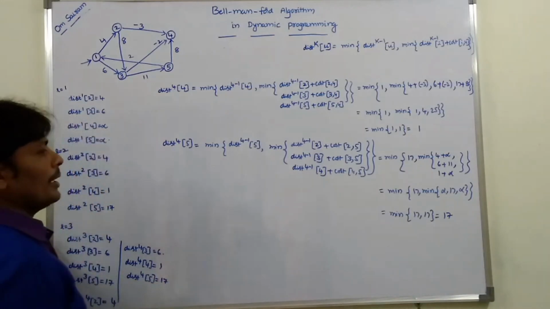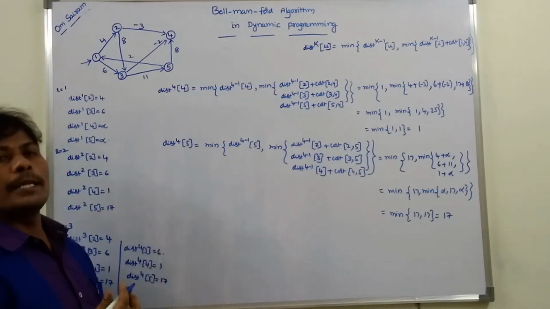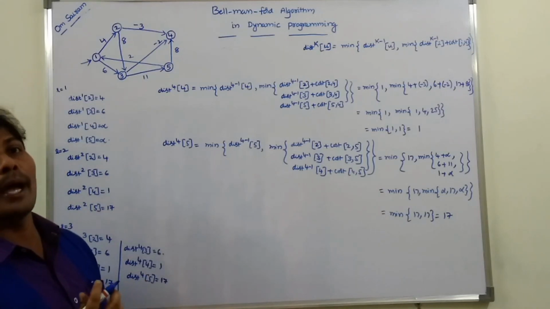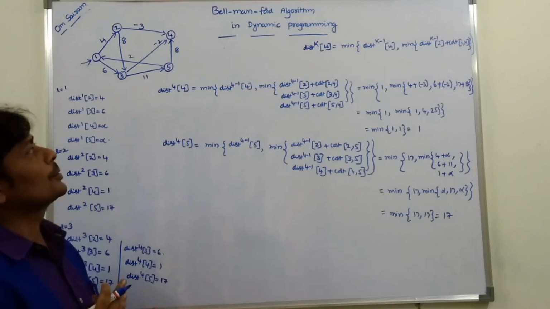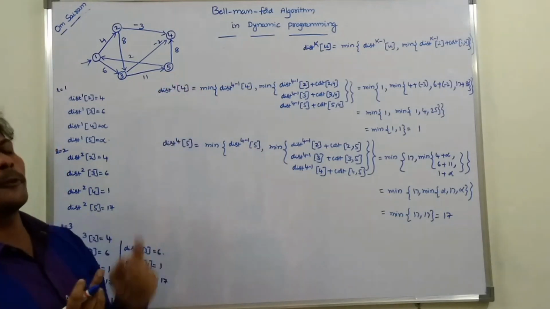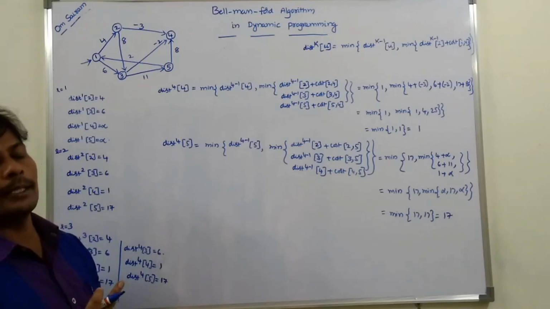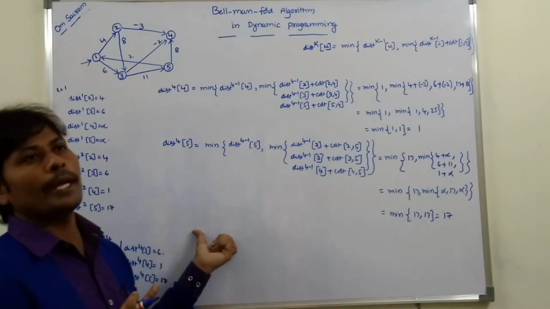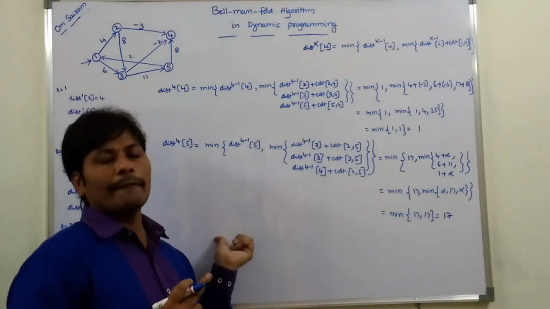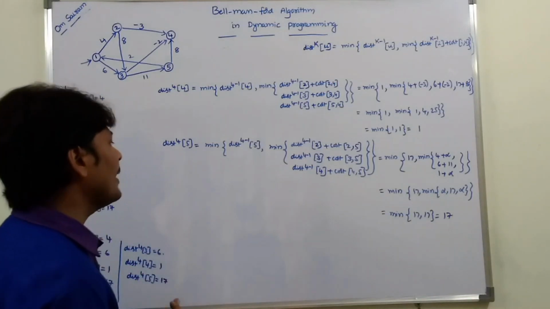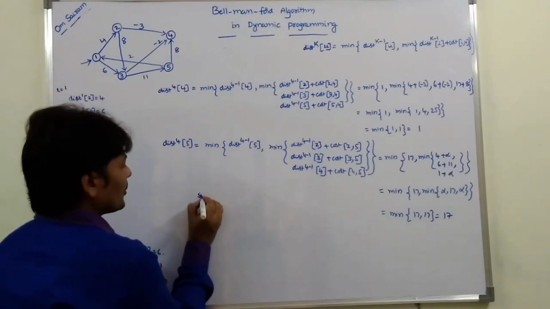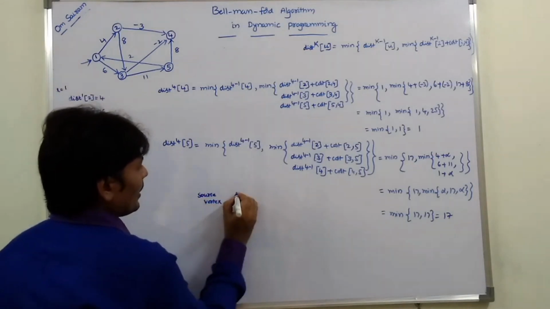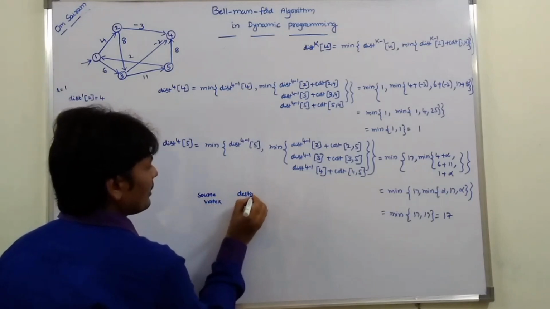Okay, so here the L value is equal to 4, that is, we have to consider n minus 1 edges. So n is equal to 5, and 5 minus 1 is 4, so L is equal to 4. So up to this point, we have done the given problem. Now the final answer: here is the source vertex and here is the destination vertex.